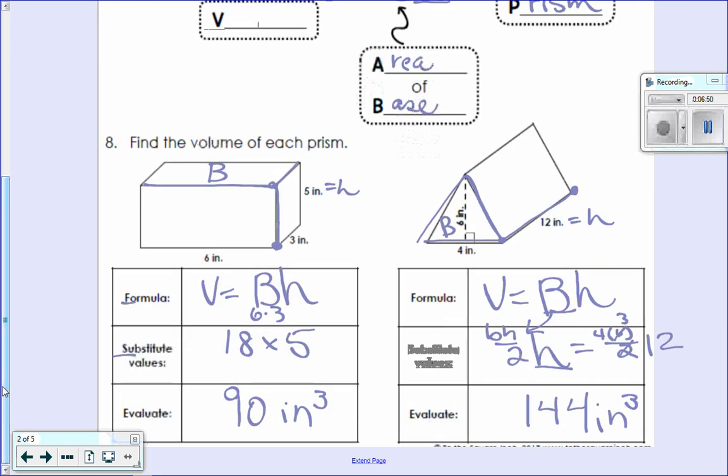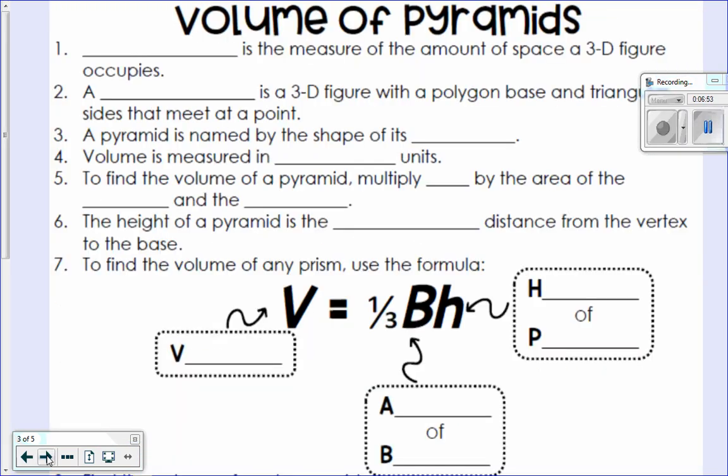All right. So let's look at the volume of a pyramid. If you think about the video, is the formula going to be the same if it takes 3 times? No. Okay, so let me come on the right side. Volume is the measure of the amount of space a 3D figure occupies.